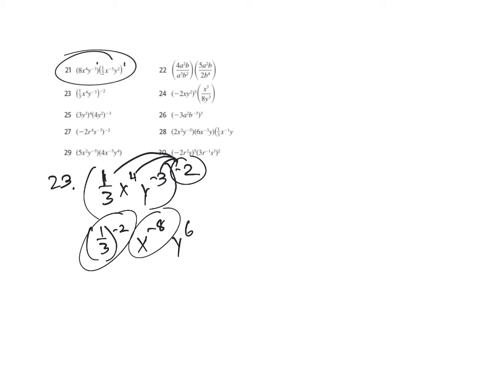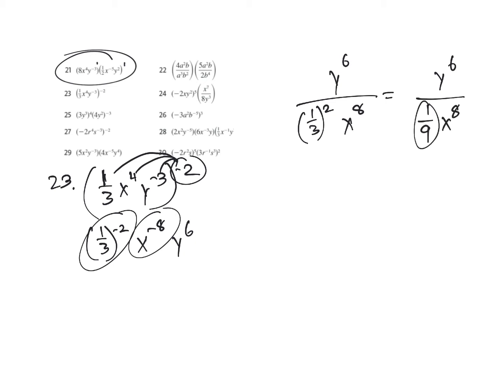So we have y to the 6th on top, 1/3 squared on the bottom, and x to the 8th on the bottom. So y to the 6th over 1/9 x to the 8th, except you can't leave a fraction inside of a fraction. Okay? So you take the top times the reciprocal of the bottom, and that's what you get. You get 9 y to the 6th over x to the 8th.